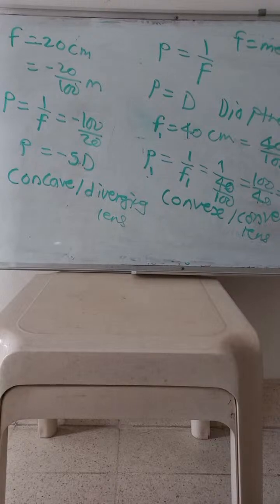If speed of light in a glass is 2 into 10 raised to 8 meter per second, find the speed of light in water.